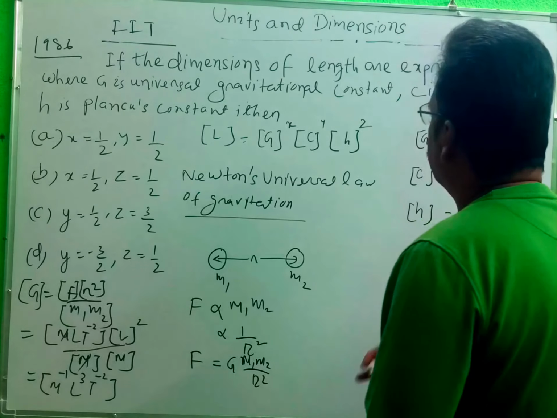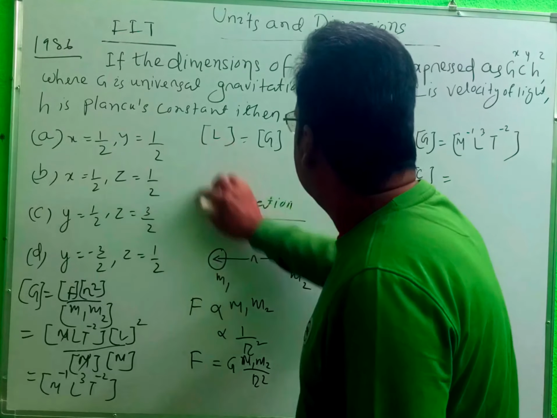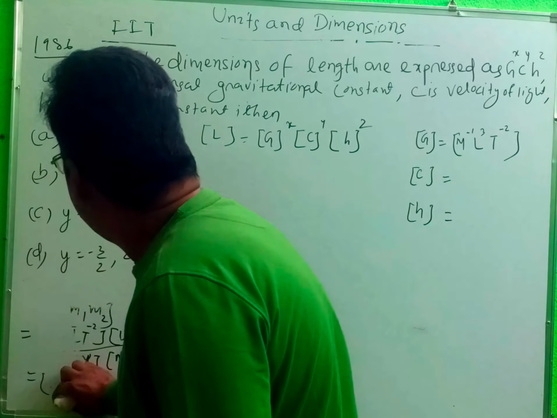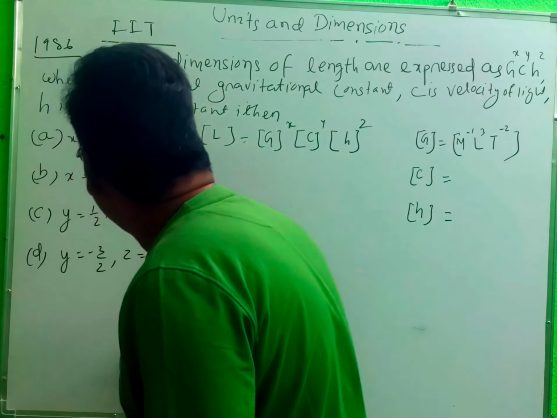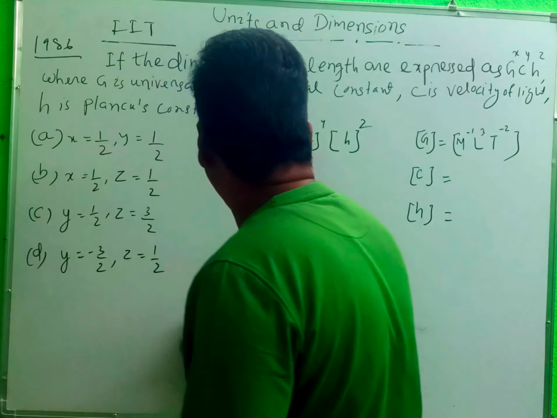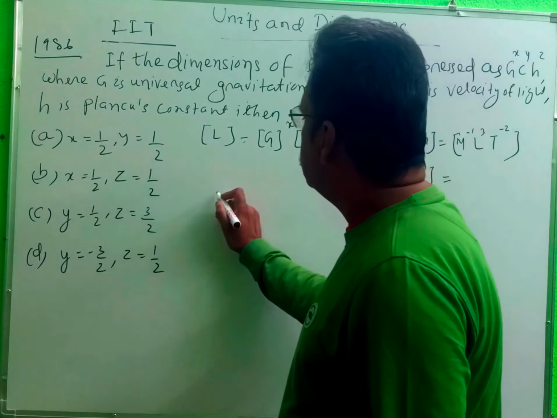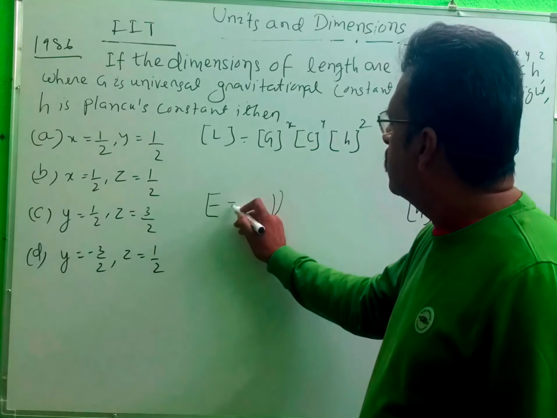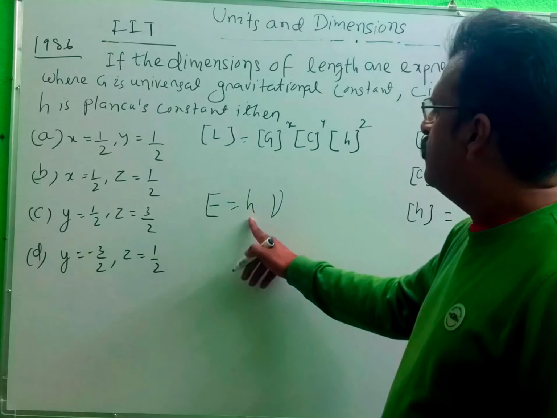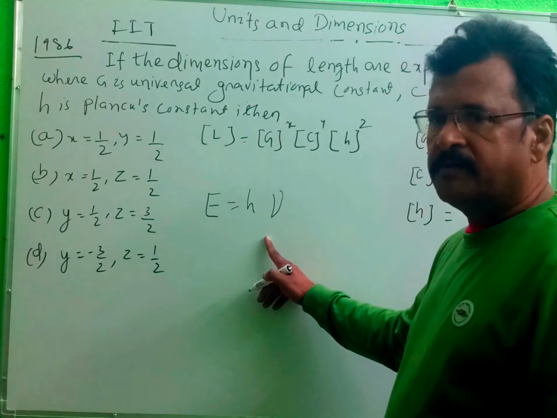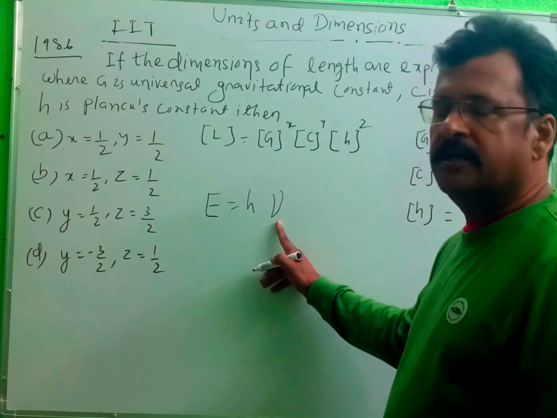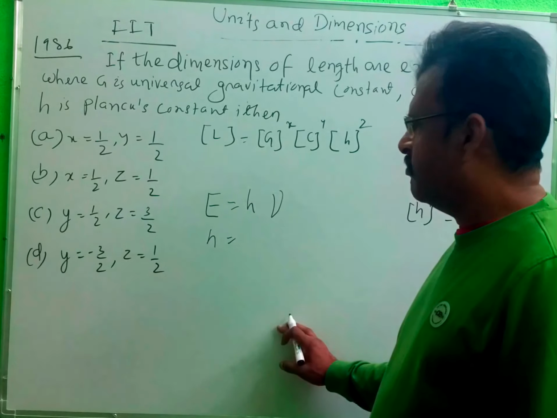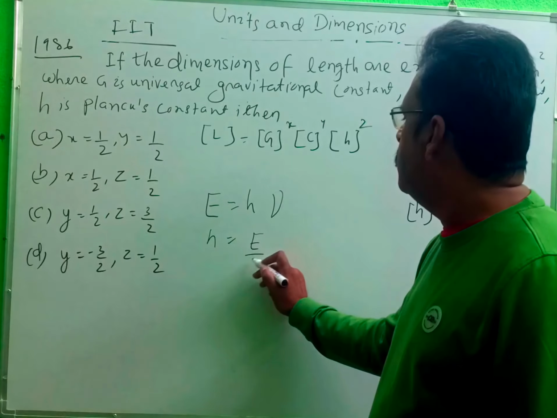Okay, students? We got the formula for the universal gravitational constant capital G from Newton's universal law of gravitation. Then we know Max Planck's theory of quantum radiation, student. Every electromagnetic radiation is quantized, and what is its energy? Energy of a photon is directly proportional to the frequency of the photon, and given by E is equal to h nu, where h is Planck's constant. From this relationship between energy and frequency of a radiation, we can find out the formula for Planck's constant: h is equal to E by nu.